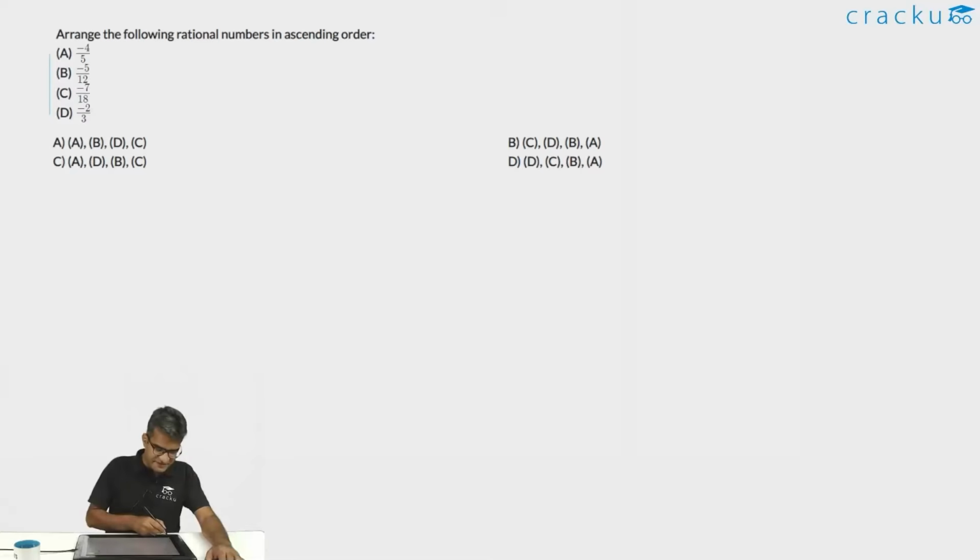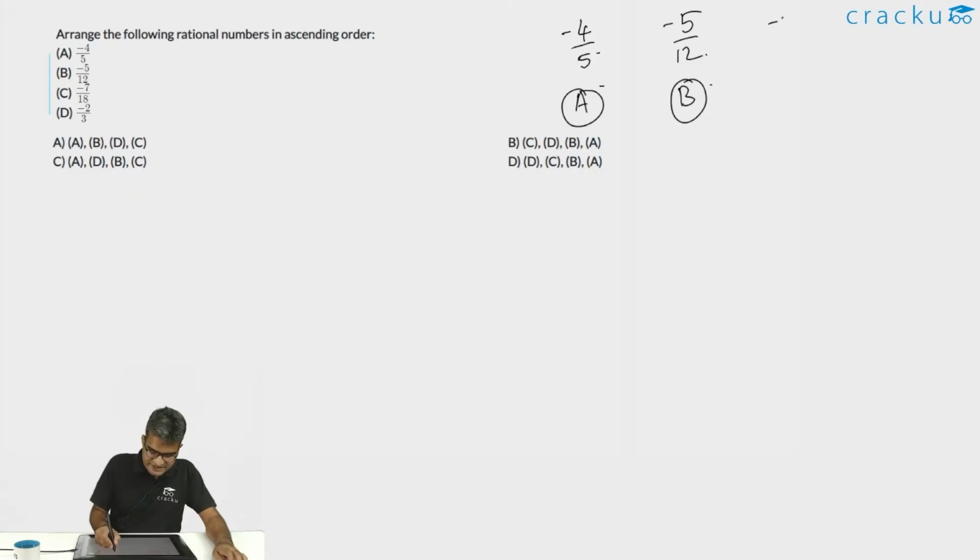In this question, we are given 4 fractions and we are asked to arrange them in ascending order. What are the 4 fractions? There, one is minus 4 by 5. This is A. The second one is minus 5 by 12. This is B. The third one is minus 7 by 18. This is C. And the last one is minus 2 by 3. This is D.